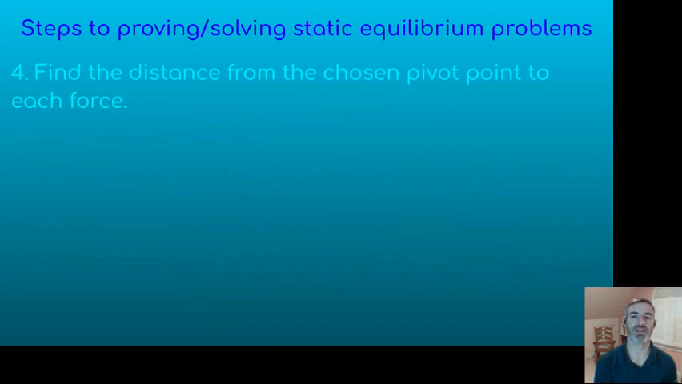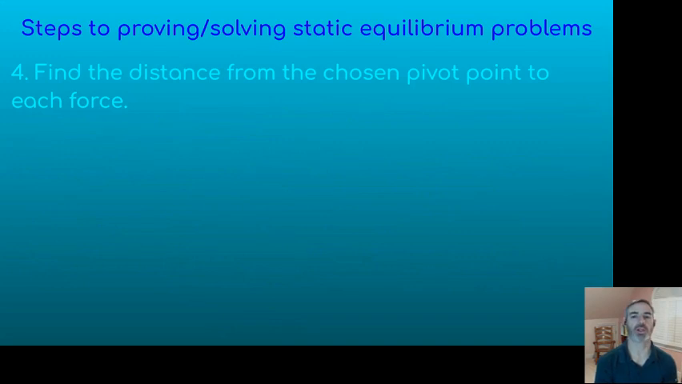Step 4 is to find the distance from the chosen pivot point to each force. The reason this is important is we're turning forces into torques by multiplying the force times the distance from our chosen pivot point. And remember, the pivot point can be chosen anywhere, but the location needs to be usually at one of the unknown forces.